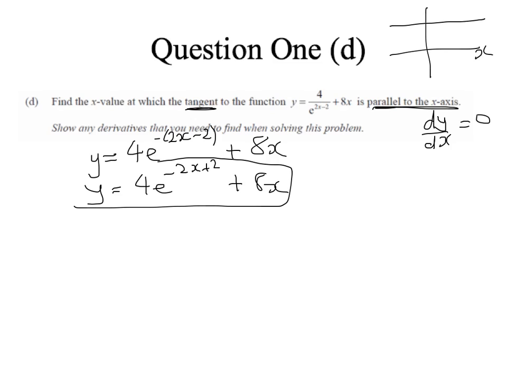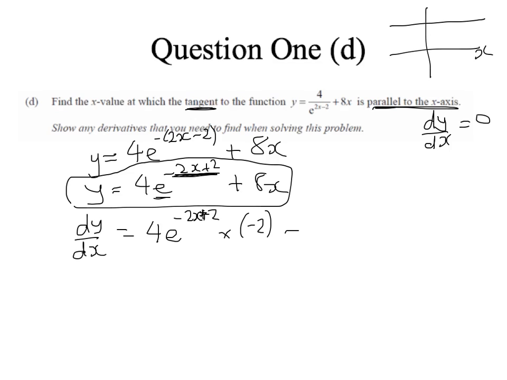Okay, so we're going to start by differentiating that. We get dy by dx is equal to, okay, chain rule, it will be 4e to the negative 2x plus 2, because remember the derivative of e to the x is just e to the x. Now we need to times by the derivative of negative 2x plus 2, so it's just that, plus 8, which is negative 8e to the negative 2x plus 2 plus 8.